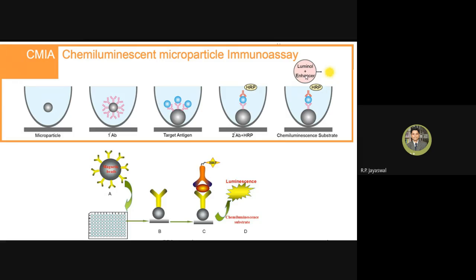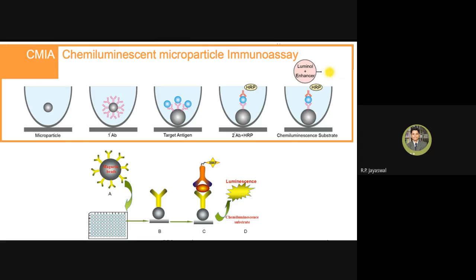So it is luminol plus some enhancer we can add, and finally we can see the chemical reaction that produces the light. This light is recorded, and from this light we are able to say how much of the components are present in the sample.